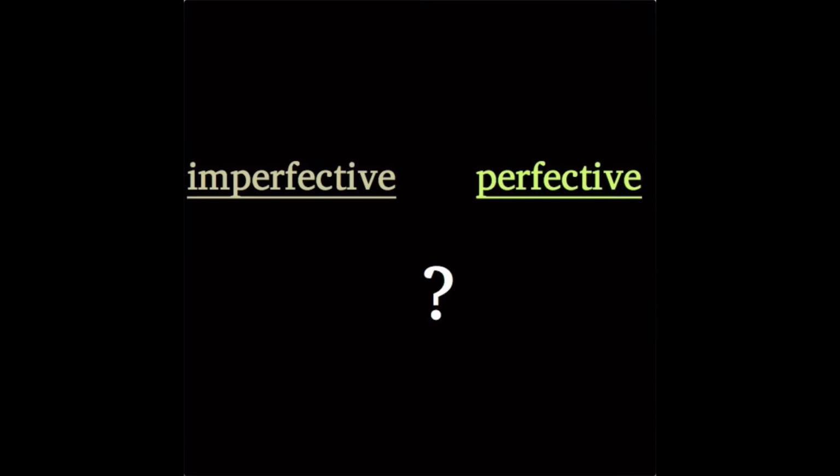But what about the forms of the two aspects? What do they look like? Well, we've got about 4 basic patterns for the forms of imperfective and perfective pairs. Let's take them one at a time.